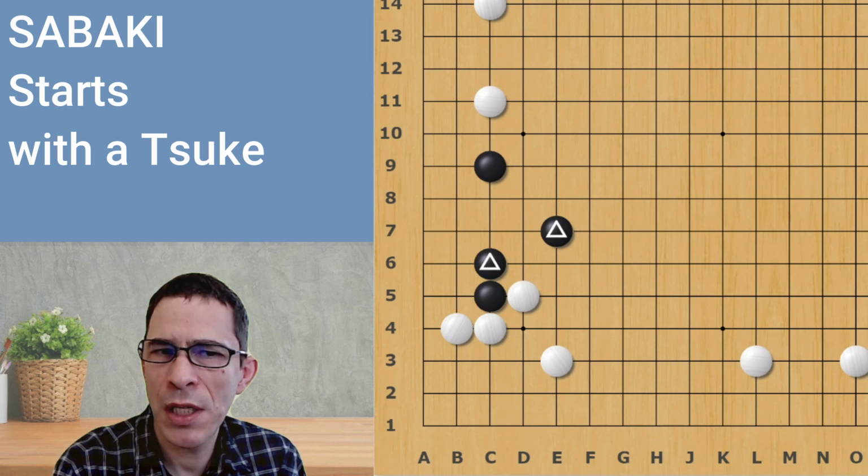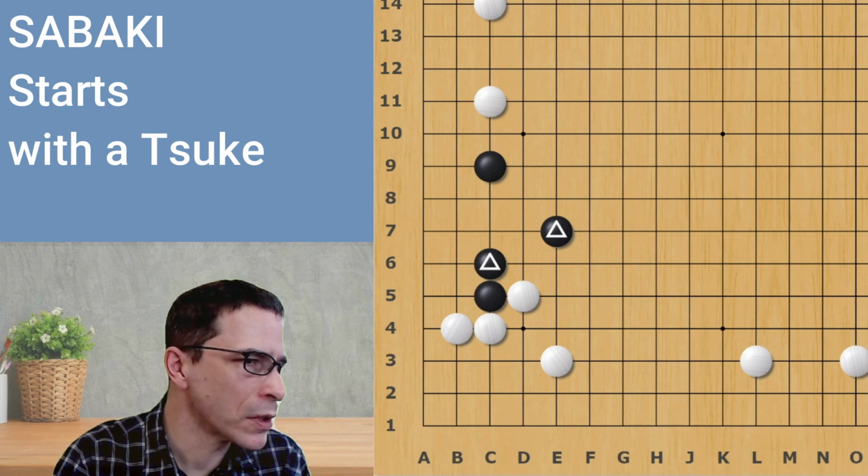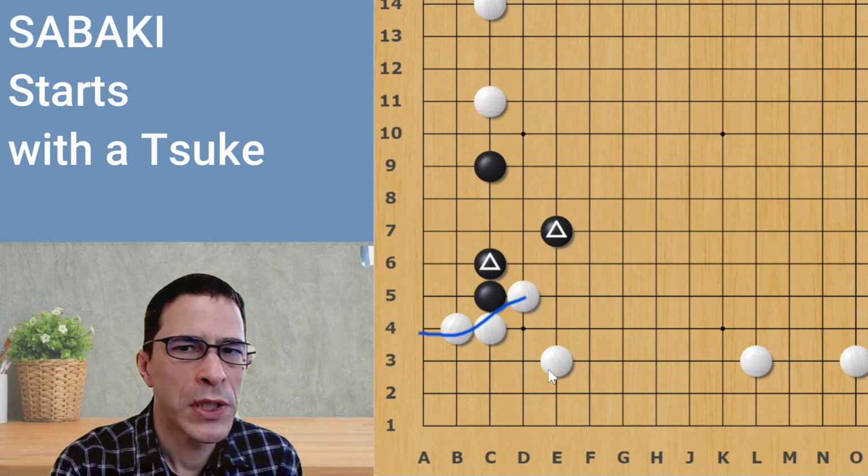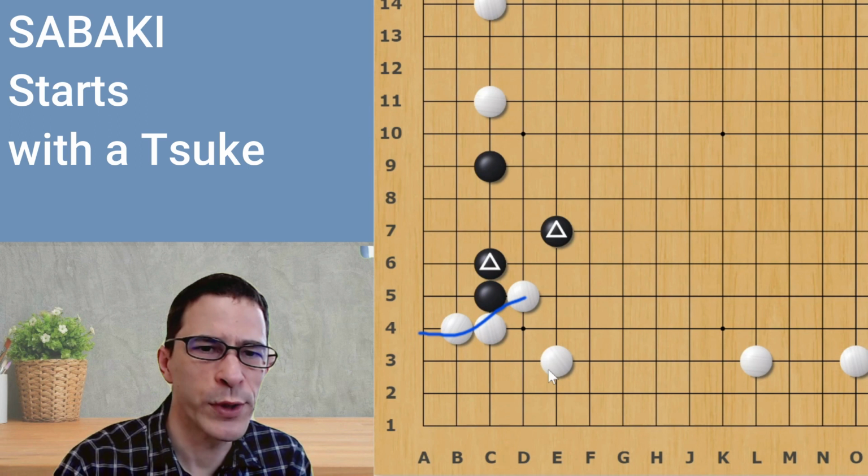Of course, white was playing moves also. So white got an improved position in the corner. White has a strong shape here. White's corner is even stronger than it was before. So that's a trade. But that's the whole idea of sabaki being something you do inside your opponent's sphere of influence. White already had a strong position in the corner, and that was probably going to be white's territory anyway.